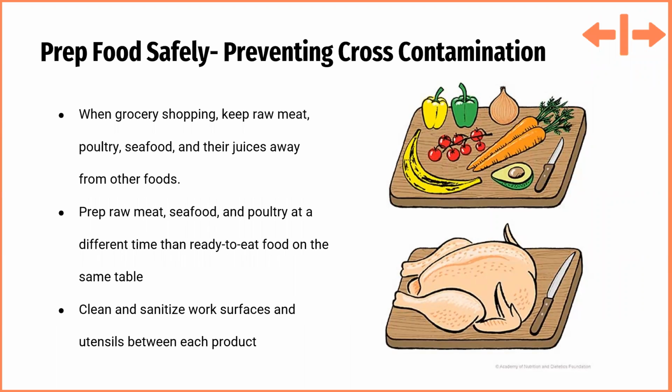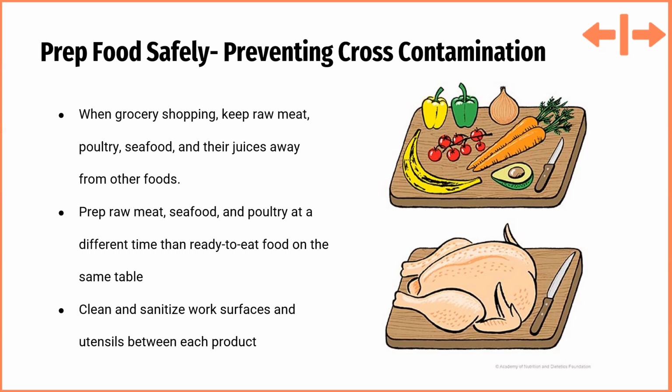So the next step is cross-contamination. Preventing cross-contamination usually starts at the grocery store. When you go grocery shopping, try to separate your raw meats, poultry, seafood, and eggs from other packaged foods. And when you are checking out, make sure you put them in different bags as well.